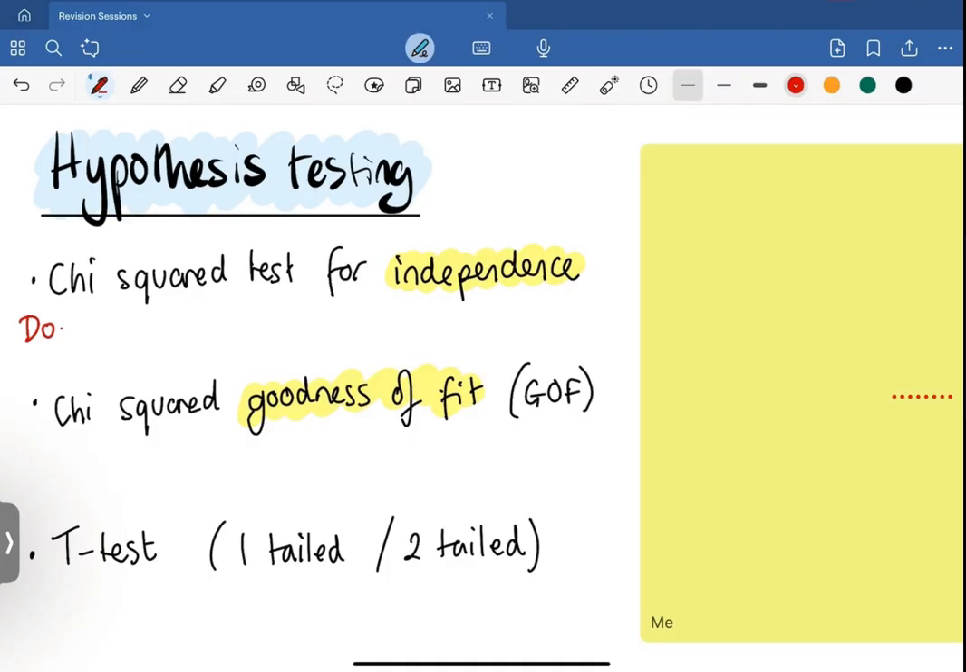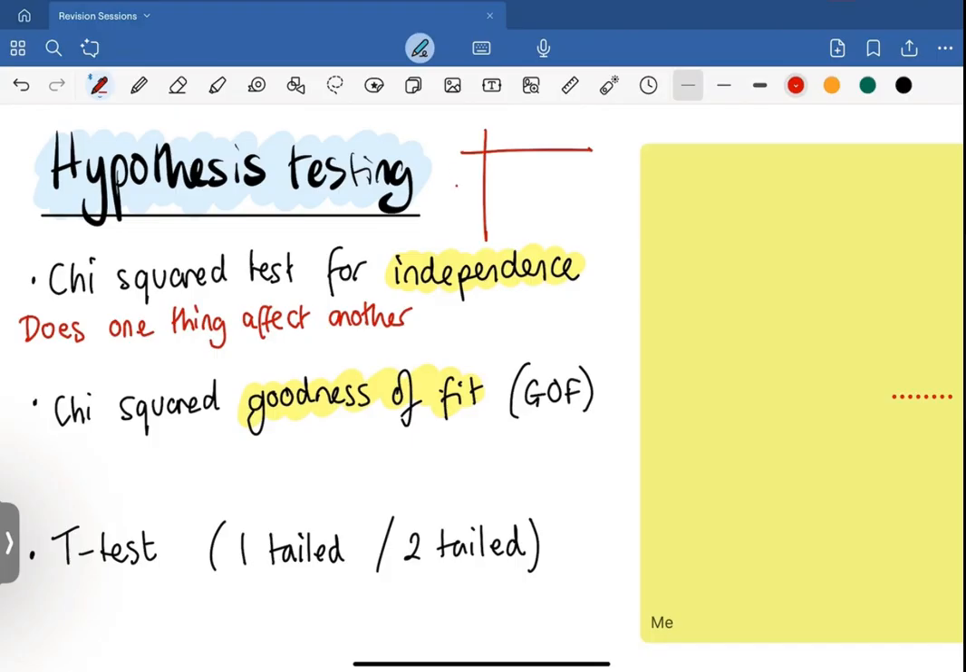So does one thing affect another? And you can tell what this question is because it's the easiest one to spot: you'll always have a little table that has some sort of categories that it's been sorted into.